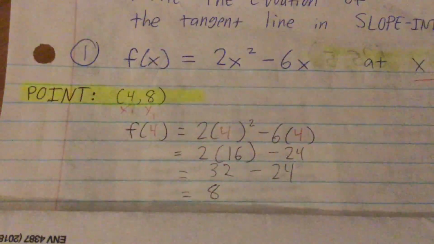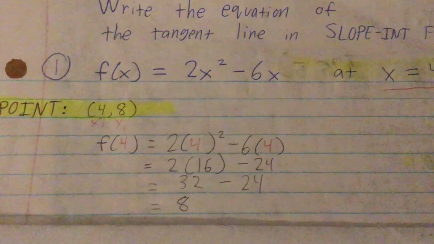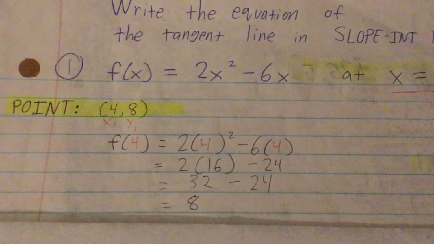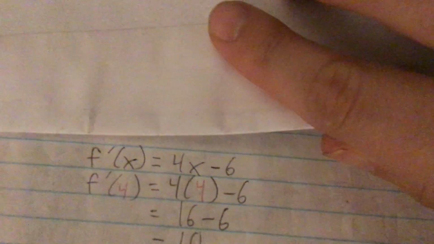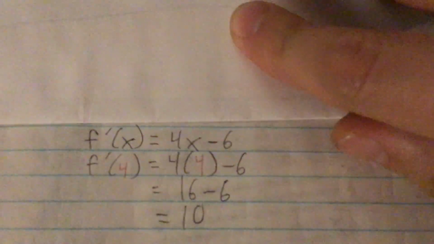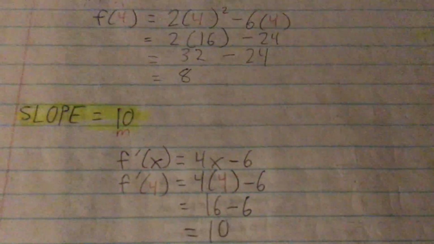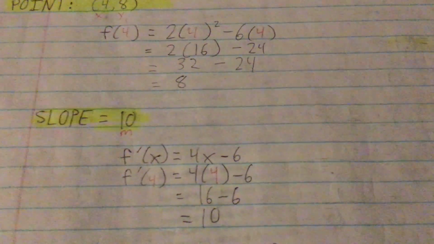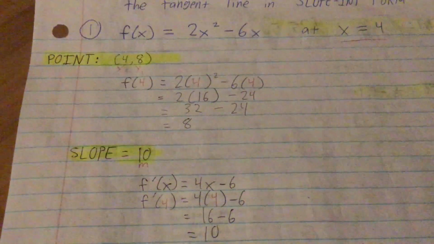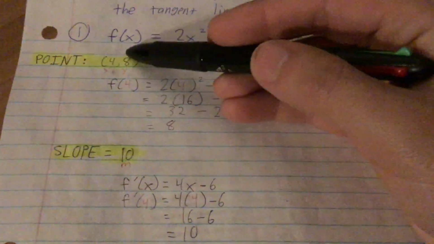Well, now that we figured out the point, let's figure out what the slope is at that point. We don't do y1 minus y2 over x1 minus x2. We don't do that slope formula. We take the derivative. So what we need to do is find f prime of x. F prime of x is 4x minus 6 using the power rule. So then we plug in f prime of 4. So we want to figure out the slope at x equals 4, and that is 16 minus 6, or the slope is 10.